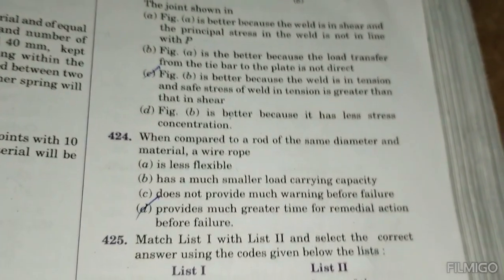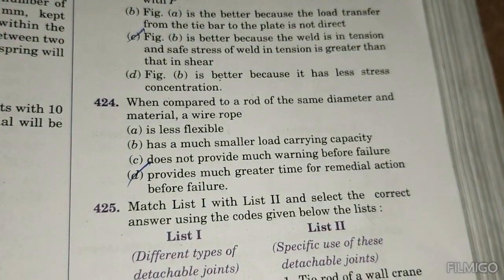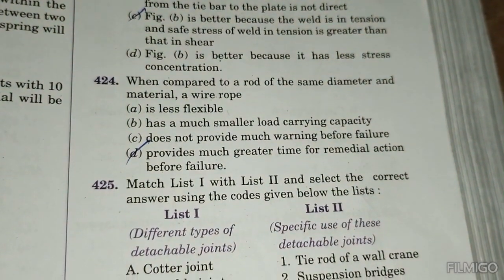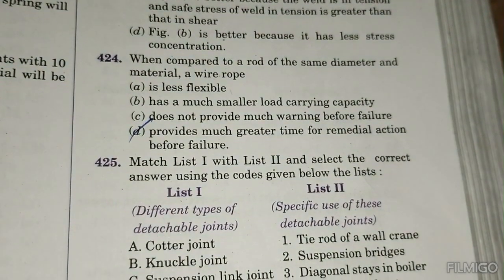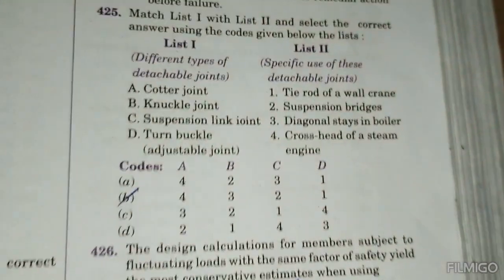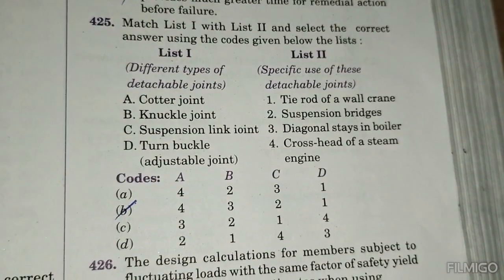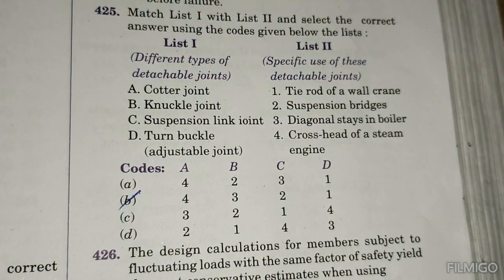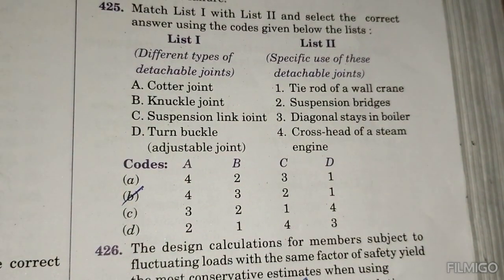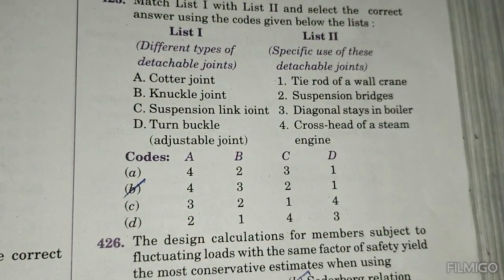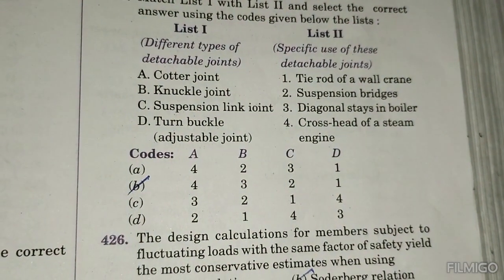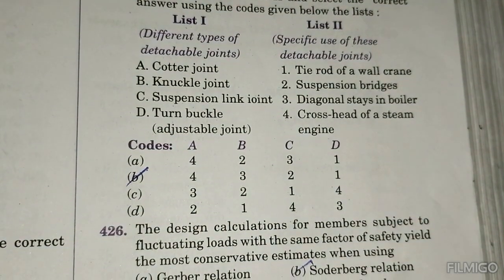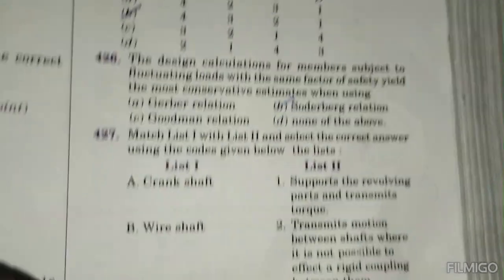in shear. When compared to a rod of the same diameter and material, a wire rope provides much greater warning before failure. Cotter joint is the crosshead of a steam engine. A knuckle joint is the diagonal stays in a boiler. Suspension link joint is in suspension bridges. Turnbuckle is the tie rod of a wall crane.